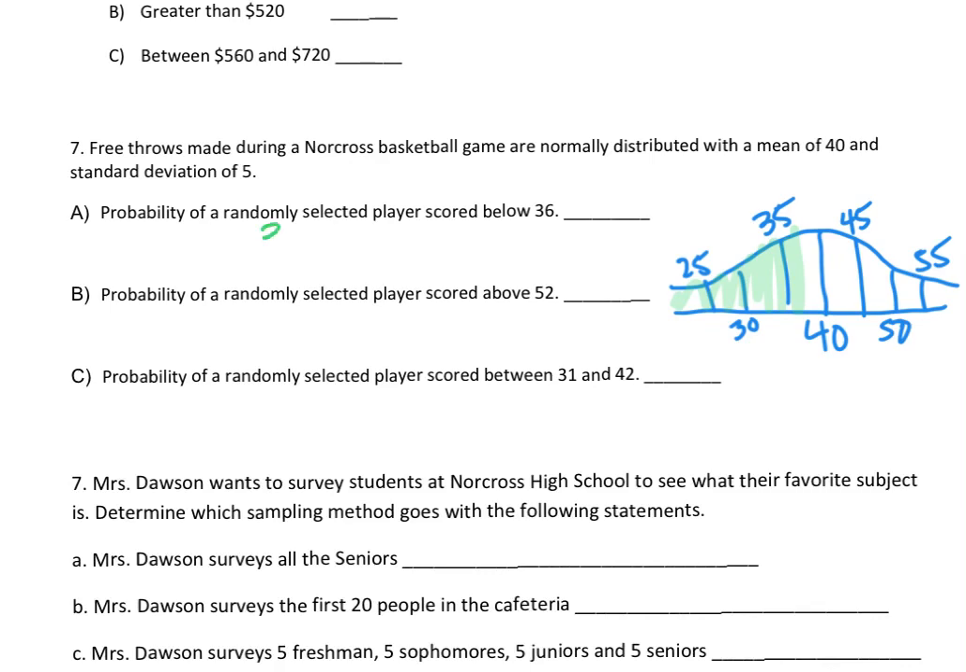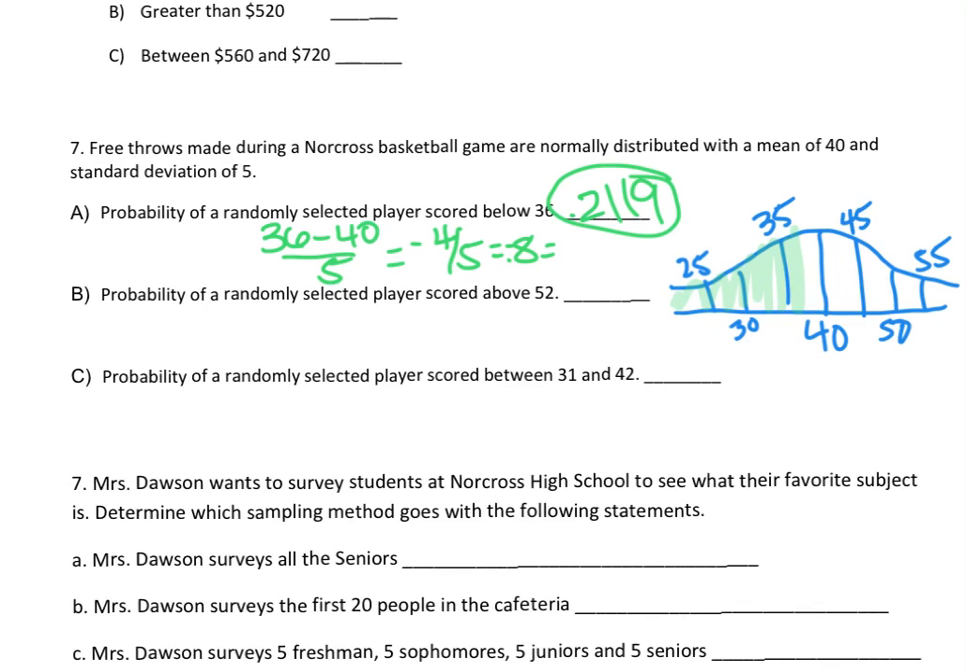So you should do 36 minus 40 over 5. And you said that was negative 4 over 5, which is negative 0.8. So when you look at the z-score, negative 0.8 is 0.2119. Okay, so that is correct. So the z-score always gives you area to the left.